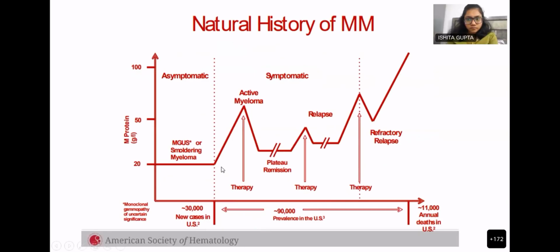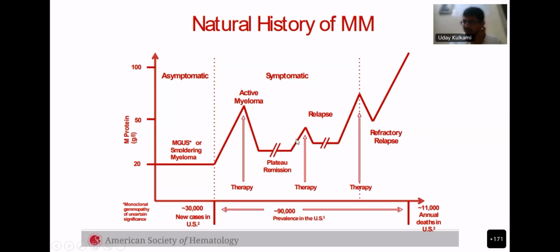As we saw, patients with monoclonal gammopathy of undetermined significance are asymptomatic, and over a period of time they develop active myeloma wherein the M protein increases. Because they are symptomatic, they present to the healthcare system and are picked up with active myeloma. Therapy is initiated. Some reduction in M protein happens with treatment, and again they achieve a plateau or a remission status.